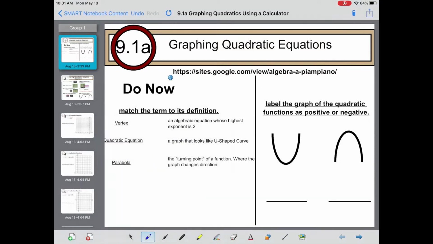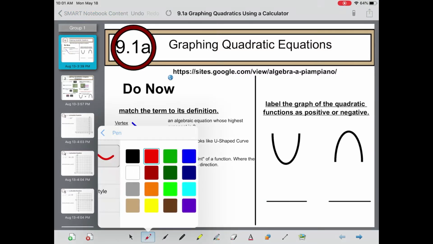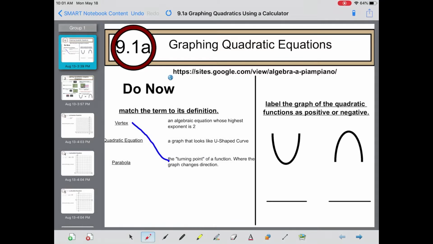Alright everybody, this is 9.1a, graphing quadratic equations. A little reinforcement based on our last lesson from yesterday, 9.1. What they want you to do is match the terms to its definition: vertex, quadratic equation, and parabola. So the vertex, remember, was that turning point of our graph. So that's going to be down here.